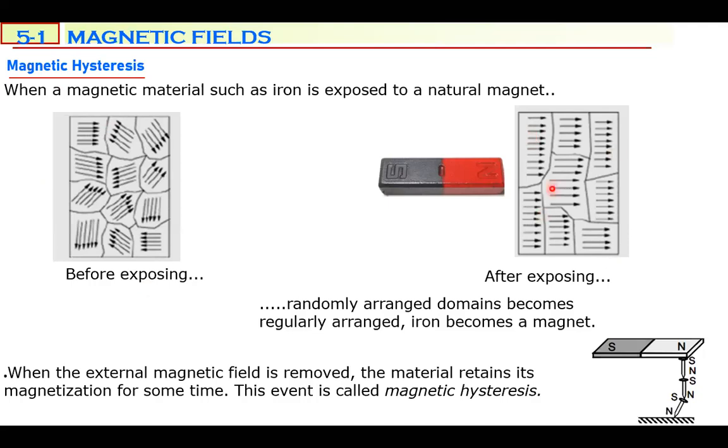As you see, it was randomly arranged here before exposing a magnet, but after exposing a magnet, all these domains become in the same direction. If the domains are in the same direction, this iron is acting like a magnet. So, randomly arranged domains become regularly arranged after exposing a magnet, and then iron becomes a magnet and starts attracting other materials like pins.